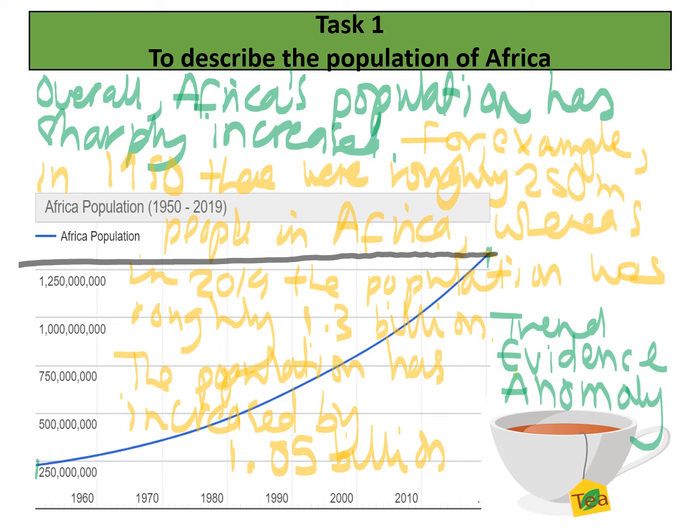Now, is there an anomaly? So an anomaly is where the data, or somewhere along the line, doesn't fit the rest. Now, this line is quite smooth. There are no little blips in it like this, for example. So if you didn't want to include an anomaly, you wouldn't have to. So once you've described task 1, let's move on to task 2.